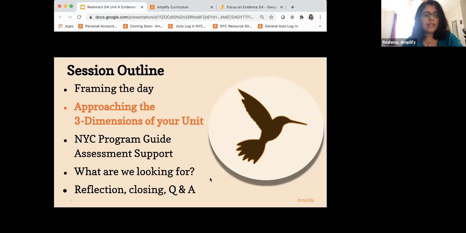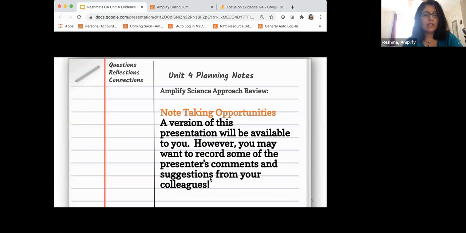We're going to go ahead and begin the session with reviewing the 3 dimensions of your particular unit. Please know a version of this presentation will be available to you, but you might want to take notes. Here's a suggested format.